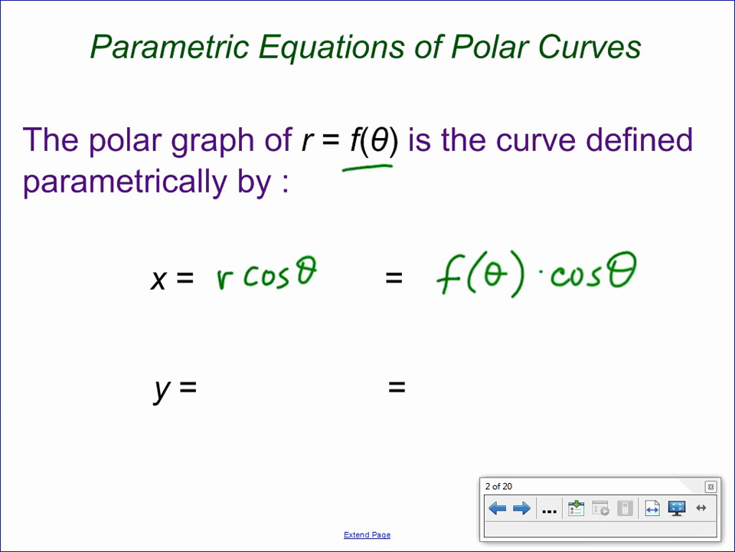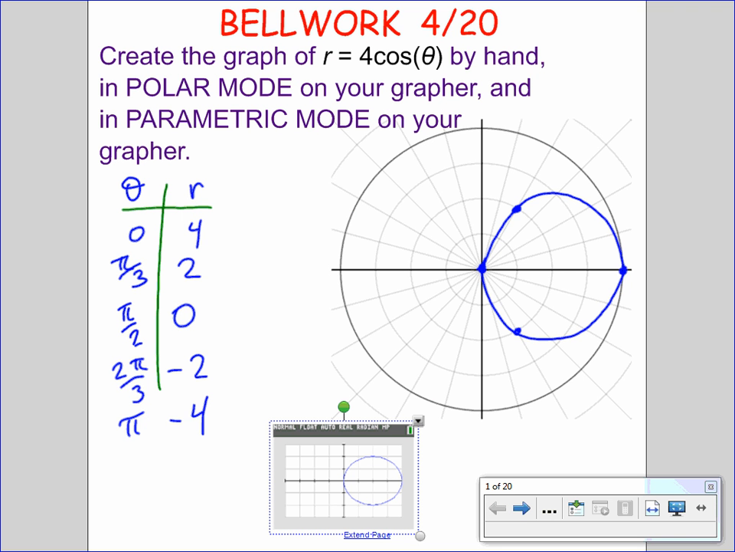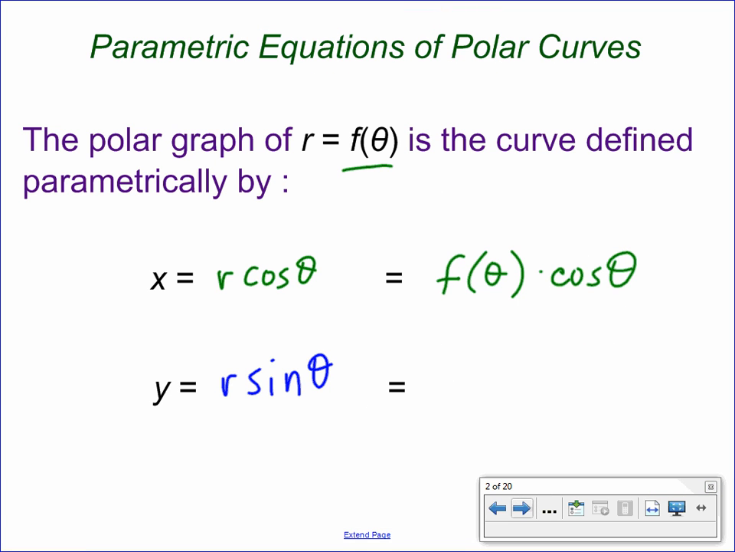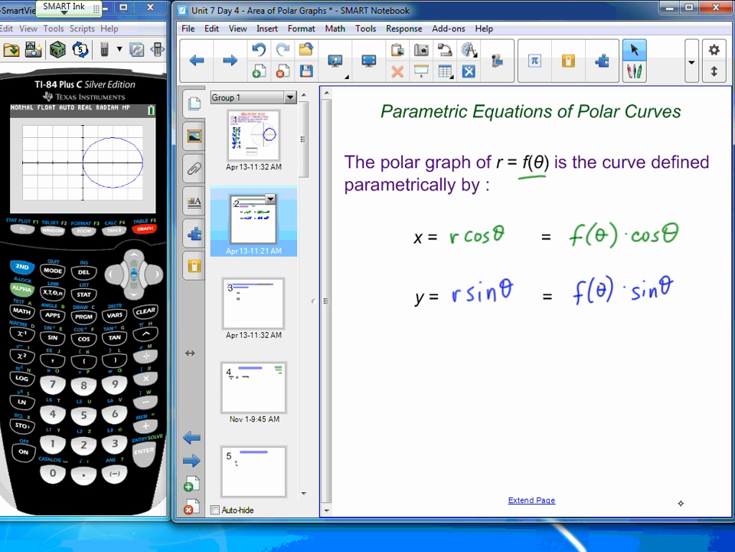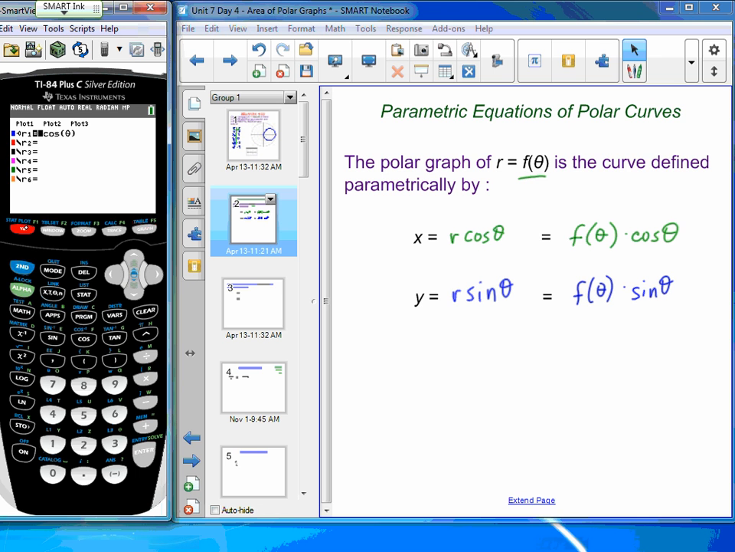Y is given by not r cosine theta, but r sine theta. And in our bellwork, r was that 4 cosine theta. That's my f of theta. So I'll just do f of theta times sine theta. All right, let's everybody try. On my grapher, I'm going to change my mode to parametric. So I'm in parametric mode now.